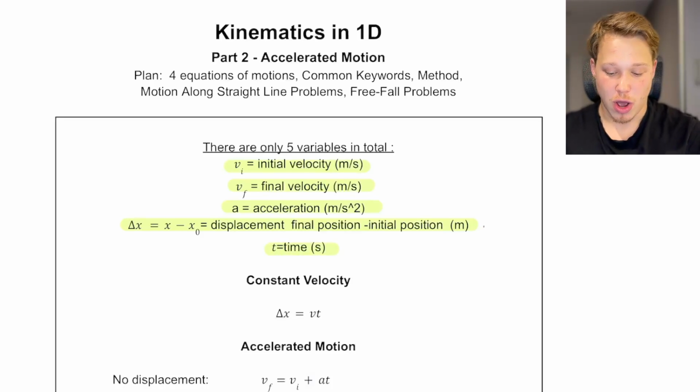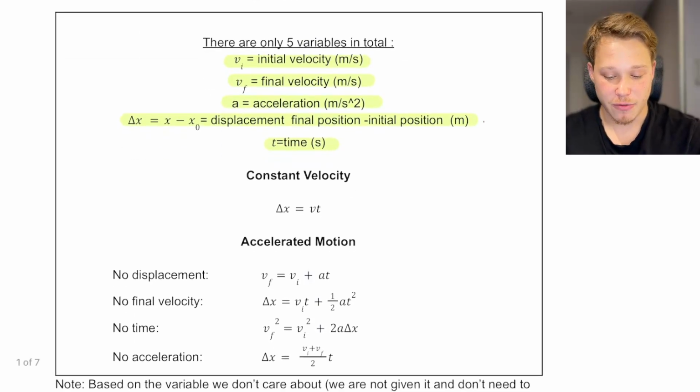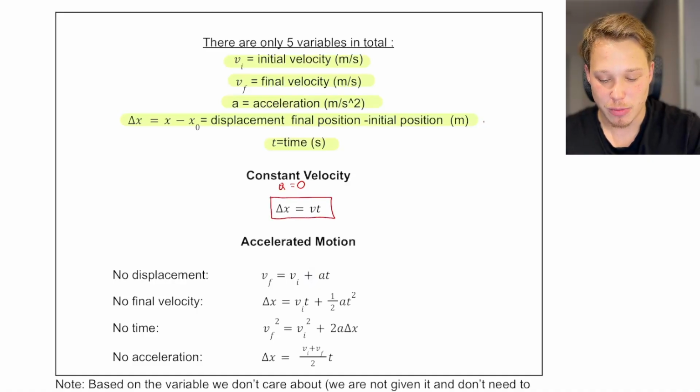If you have a problem with constant velocity, which means your acceleration is zero, or in other words, your velocity doesn't change, the problem is really simple. You simply use this equation and you're done. Distance or displacement, right, is equal to velocity times time. However, in this video, we talk about accelerated motion.